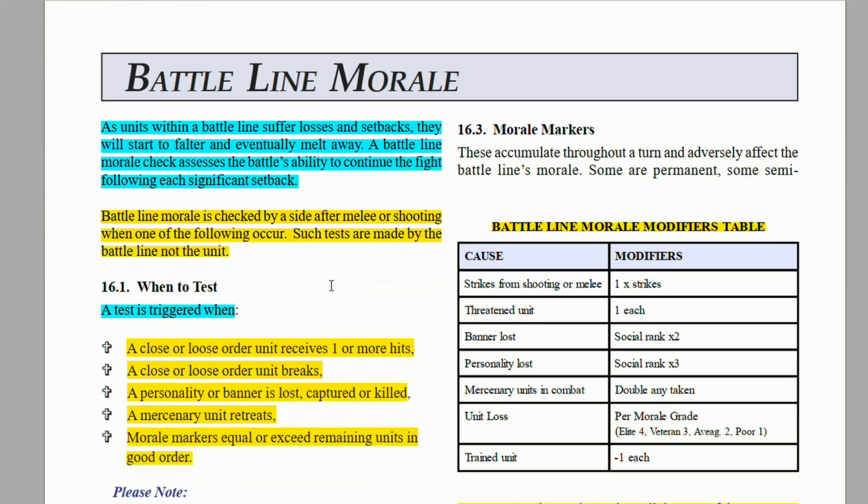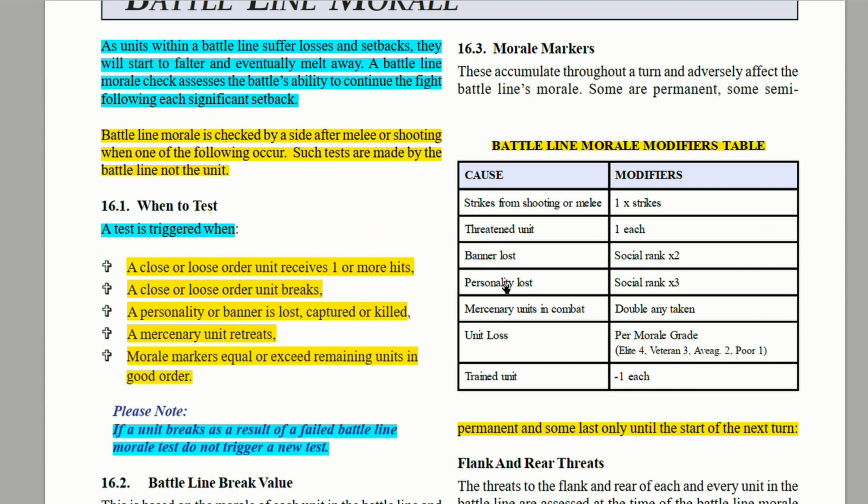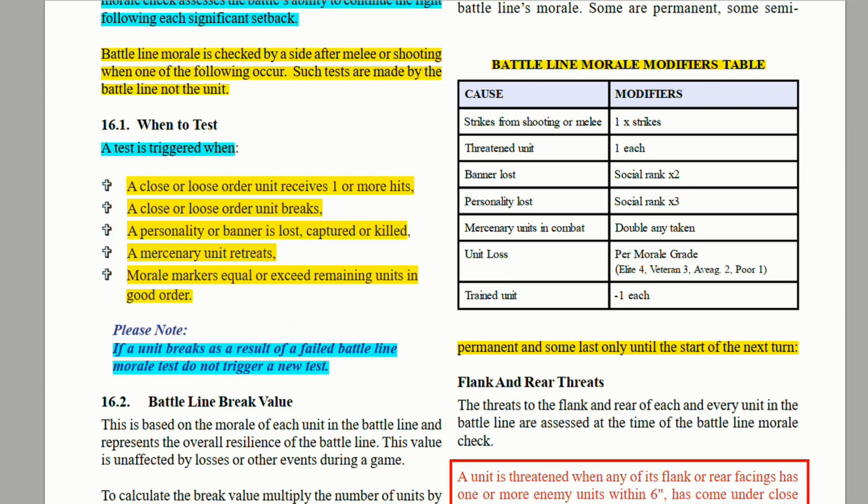Battle line morale. This is the battle line morale, a very good rule. So the battle line we're talking before has a morale. Sometimes it requires a test. For example, let's see, when you require to test, a close order, loose order unit receives one or more hits.